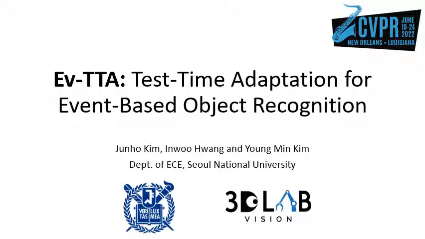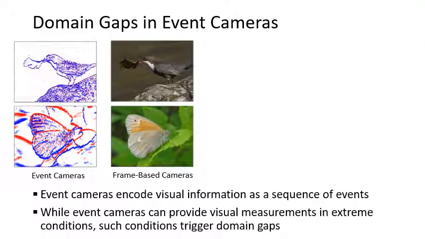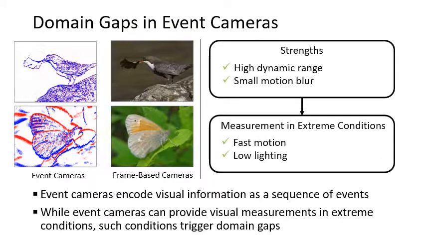In this presentation, I will present our paper titled Ev-TTA, Test Time Adaptation for Event-Based Object Recognition. Event cameras are neuromorphic sensors that save visual information as a sequence of events. The sensors can provide measurements in scenes with fast motion or drastic illumination changes due to their high dynamic range and small motion blur.